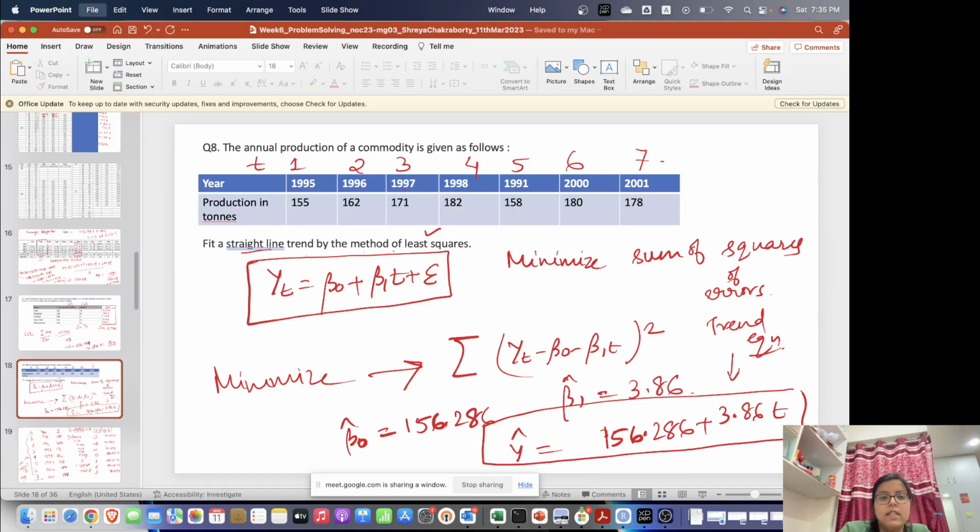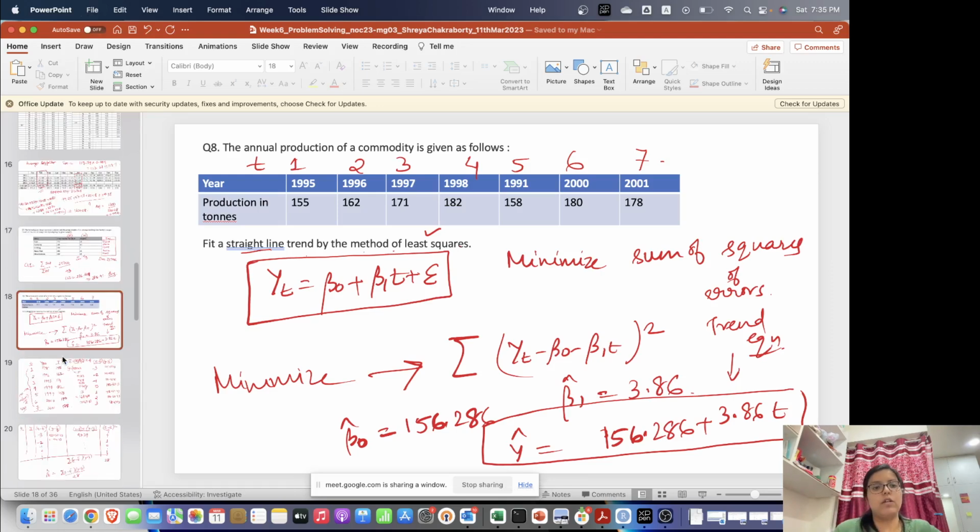So this OLS is nothing but the module that we are going to discuss next, or some parts we have discussed before. This is what we call a simple linear regression equation, or the classical linear regression model that we are going to have in the week 7 module. Okay, so this is the basic thing.